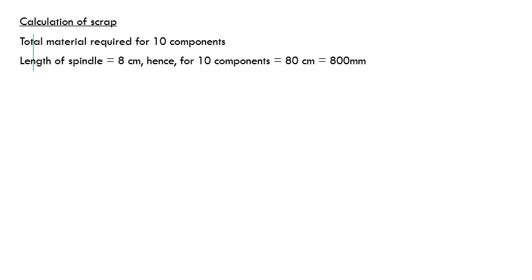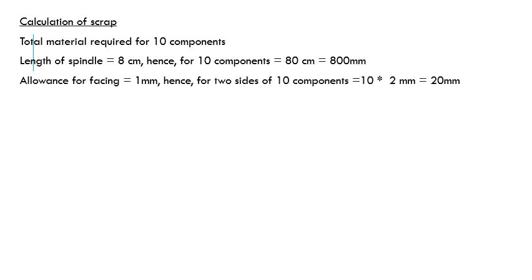So we will start with the calculation of the scrap. As I've already said, to calculate the scrap volume, I need to calculate the raw material volume. So total material required for 10 components is given by: length of the spindle is 8 centimeter, 5 plus 3 plus 2. For 10 components it is 80 centimeter or 800 millimeter. So that is the total length required for the spindle. To this, what I need to add? I need to add the allowances.